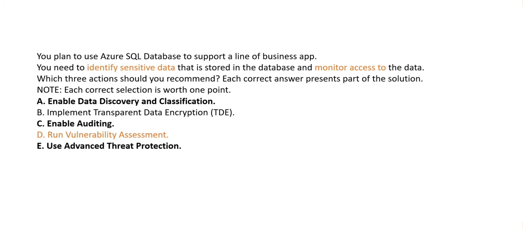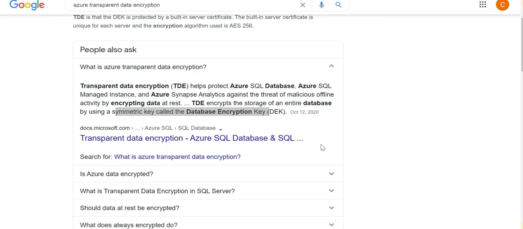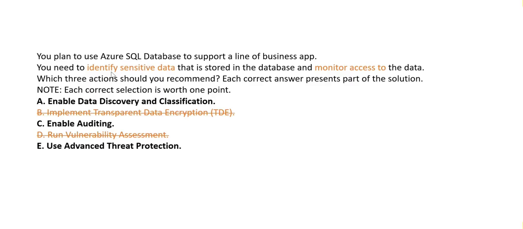Now, what is TDE? This is used for encryption at rest. The entire database is encrypted using a symmetric key called the database encryption key. The question says you need to identify sensitive data. In order to identify, you have to do classification. If you encrypt the whole database, that is not a solution to identify the sensitive data. You need to identify it first, and then you have to monitor access to the data. Hence, the right options here are options A, C, and E.